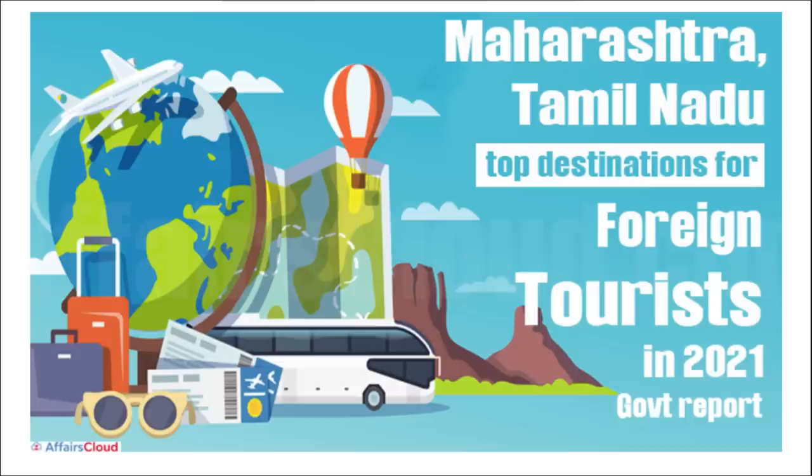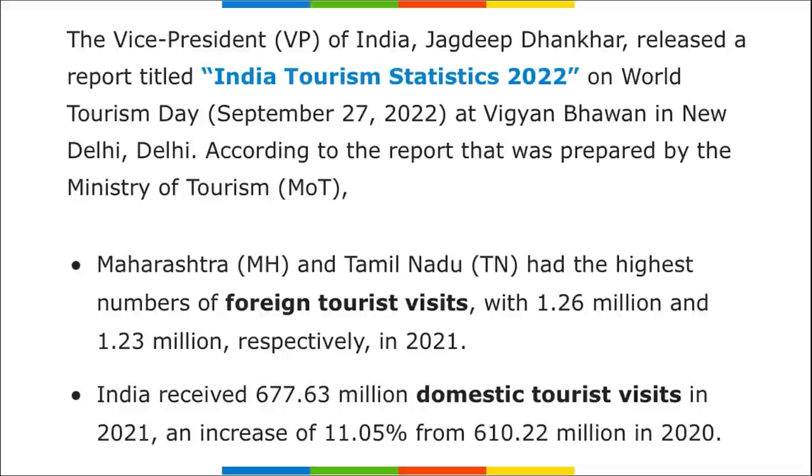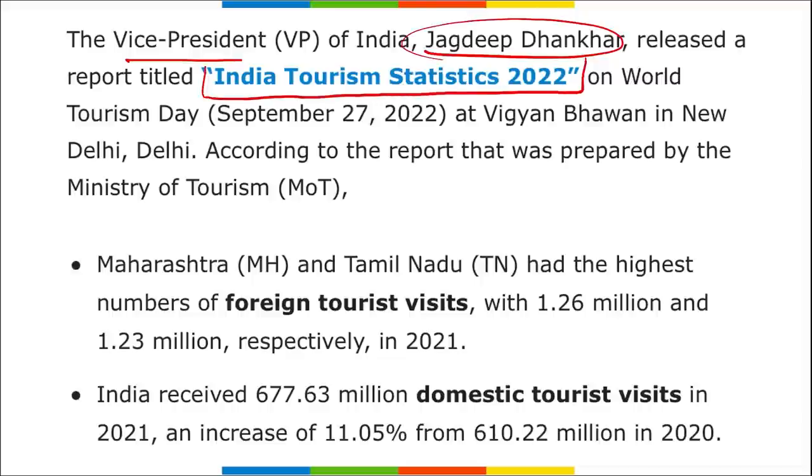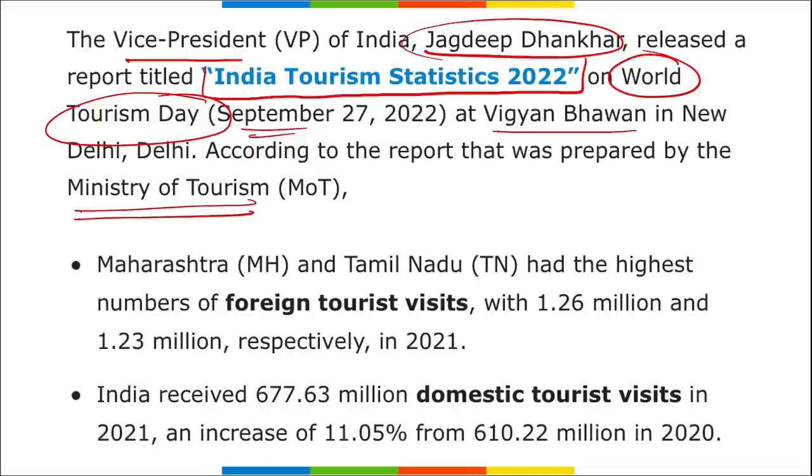Now let's move to today's current affairs. The first news that we are talking about is Maharashtra. Maharashtra and Tamil Nadu are the top destinations for foreign tourists in 2021 as per the government report. A report was recently released by Vice President of India Jagdeep Dhankhar, naming India Tourism Statistics for 2021, and this was released on 27th September, that is World Tourism Day. This report was released at Vigyan Bhavan in New Delhi, and it was prepared by the Ministry of Tourism.